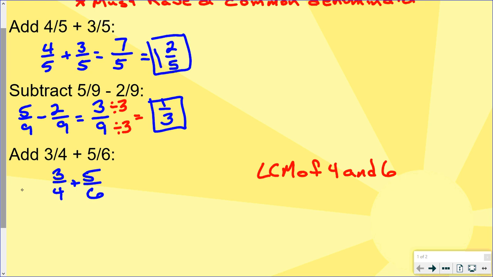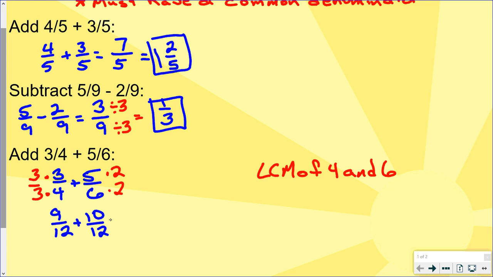So to change this 4 into a 12, I need to multiply it by 3. Well, when you're working with fractions, in order to not change the value of the fraction, you have to do the same operation to both the numerator and the denominator. So what I'm really doing is multiplying this by 3/3, which is just 1. So I'm not changing the value, I'm just changing the numerator and denominator. And then on this one, I'm going to multiply the numerator and denominator by 2 to get a denominator of 12. Okay, so I multiply those and I get 9/12 plus 10/12.